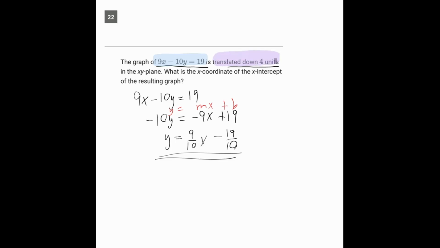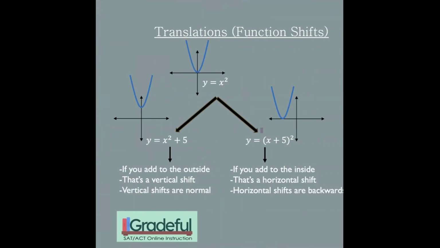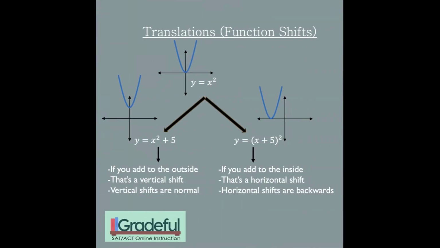So let's talk a little bit about translations. Let's say we have a nice parabola, y equals x squared, as our basic function. If we add to the outside of that, that's a vertical shift, and vertical shifts are normal. So positive is up and negative is down. So if you add 5 on the outside, that would be pushing the parabola up 5.